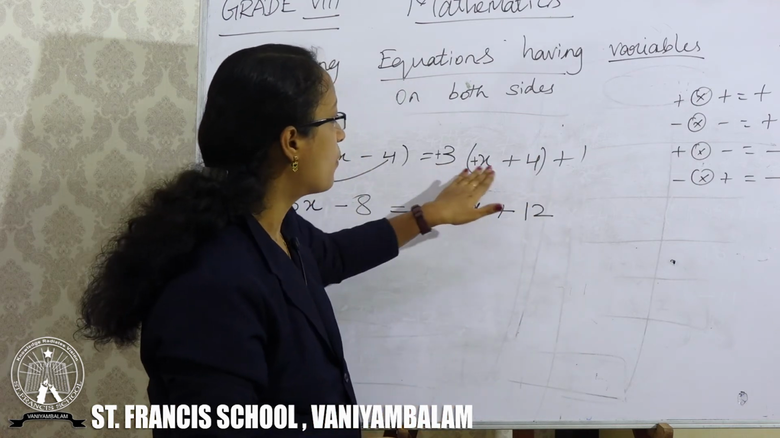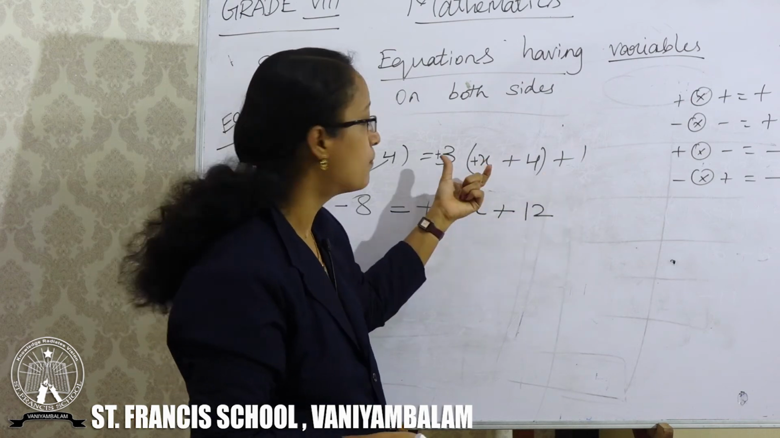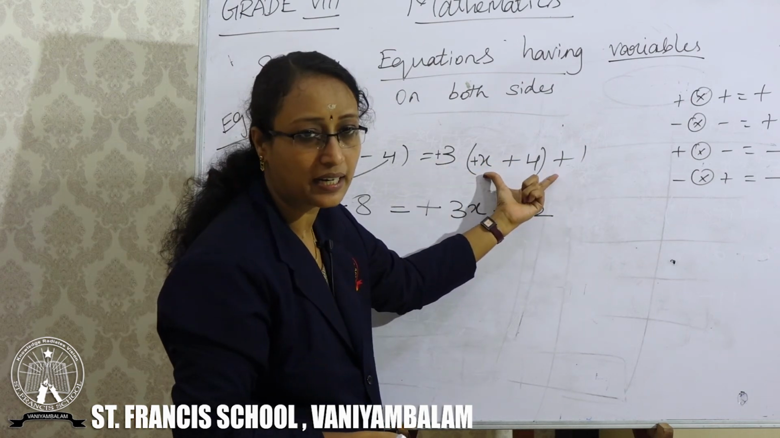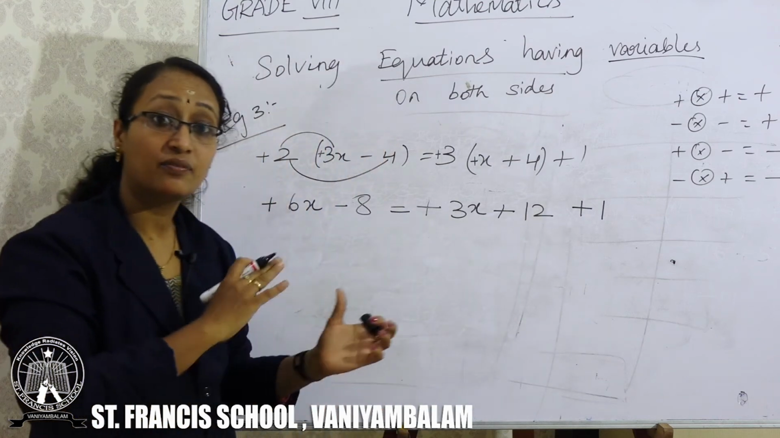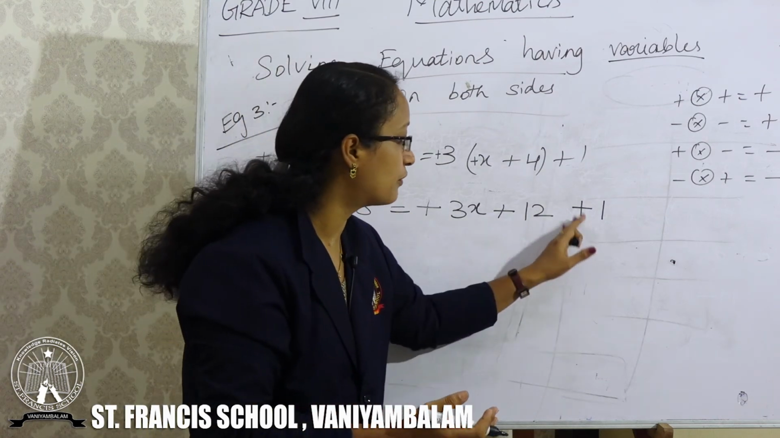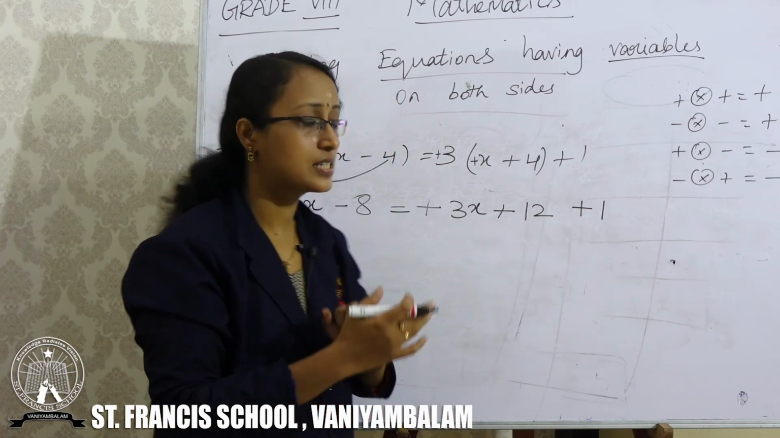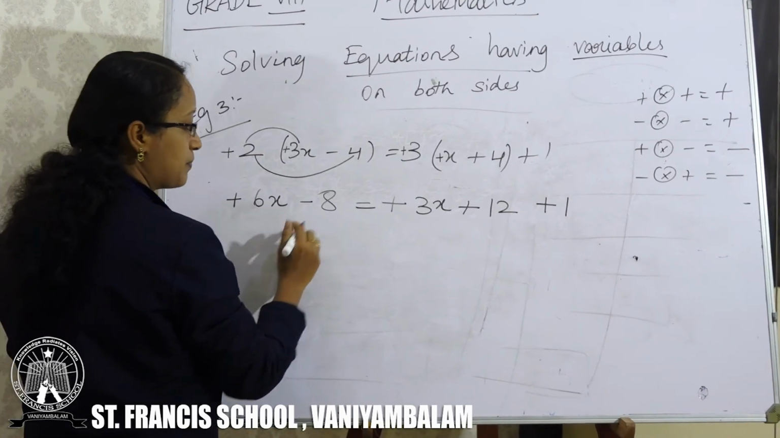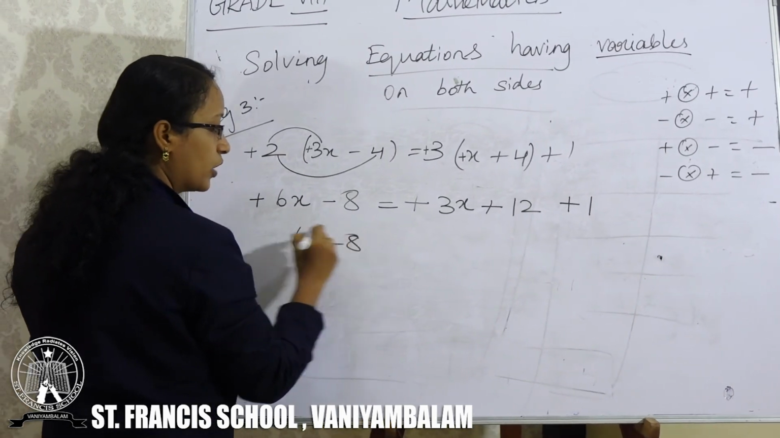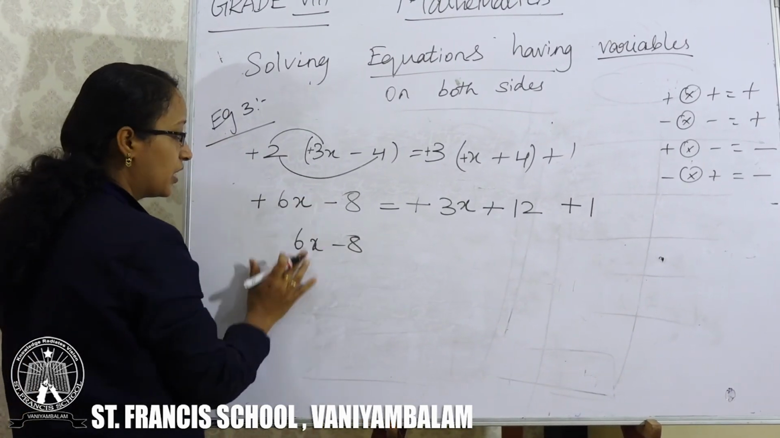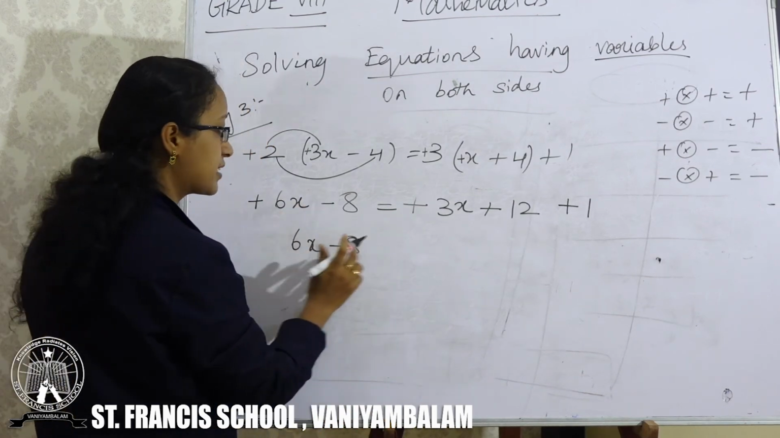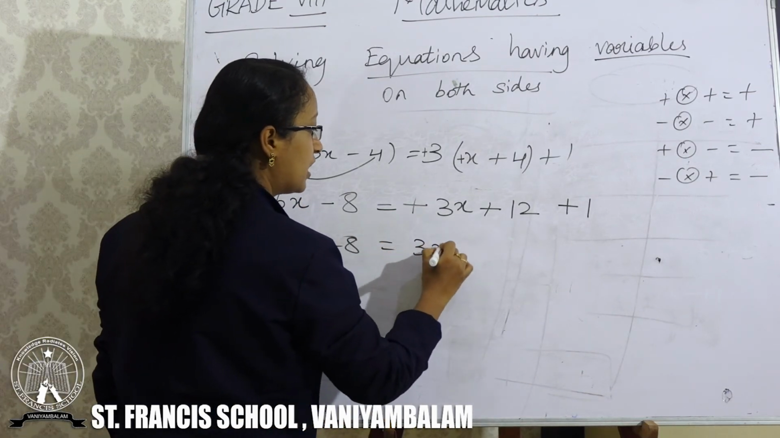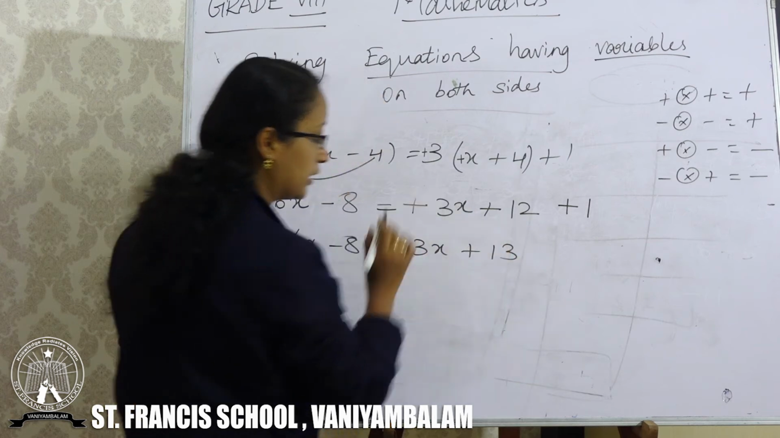This 3 is common for both x and 4, so multiply this 3 inside the bracket. At last, you have 1 here. That 1 is another term, so you have to write it next, separately. So 6x minus 8. No need to write the positive sign. If there is no symbol, just consider it as positive. So 6x minus 8 is equal to 3x plus 13.